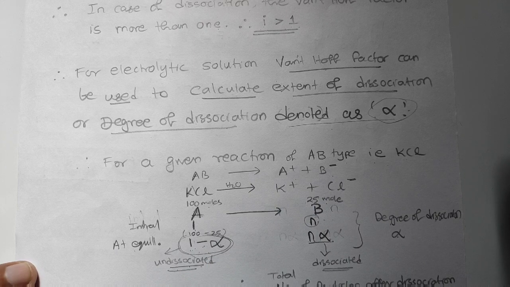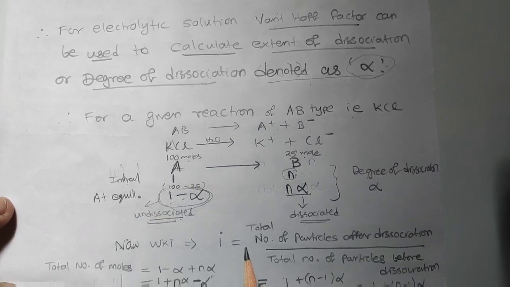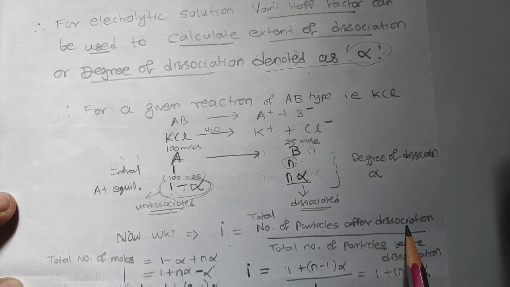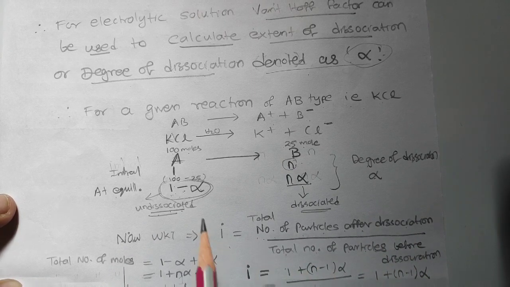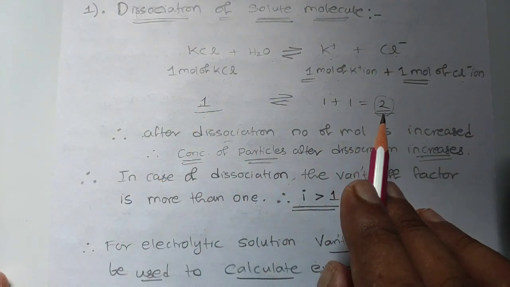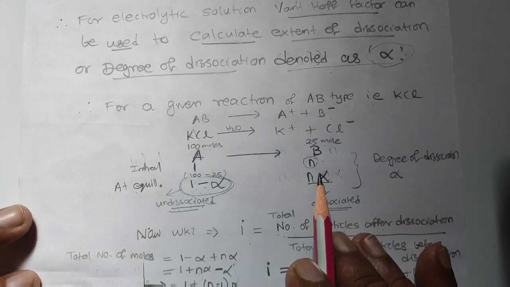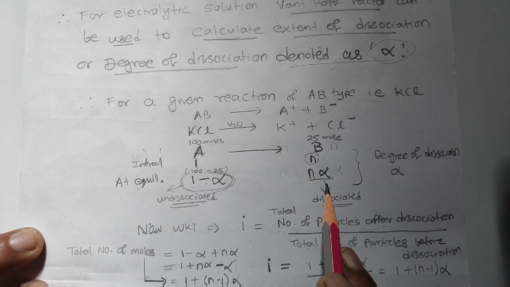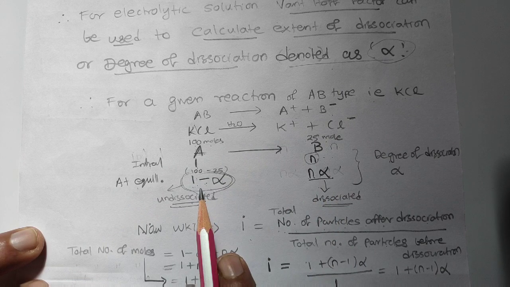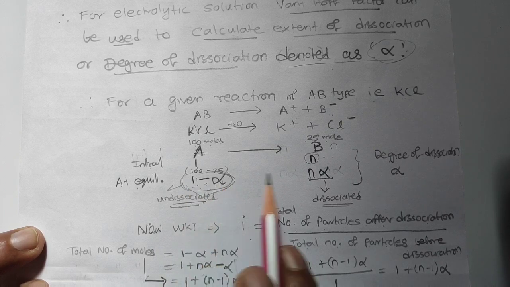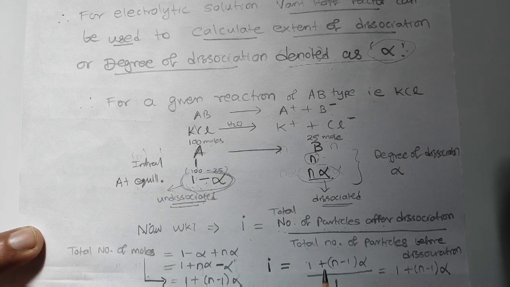Now for the van't Hoff factor, there is a formula. i is equal to the total number of particles after dissociation upon the total number of particles before dissociation. Before dissociation it was 1, and after dissociation it changed to 2. But according to the equilibrium part we have seen, n alpha is after dissociation, and the undissociated part is 1 minus alpha. So for the total number of moles we will add these two. You can see what is written here.